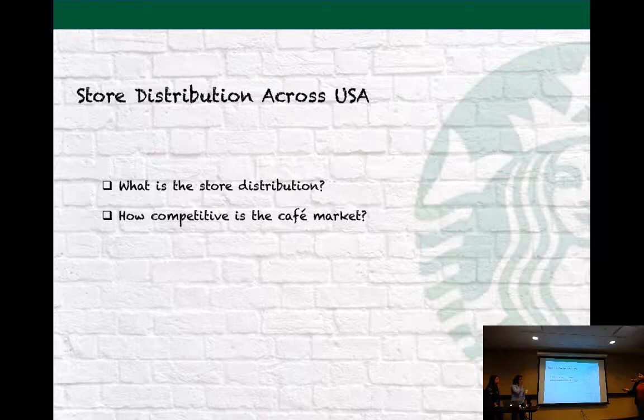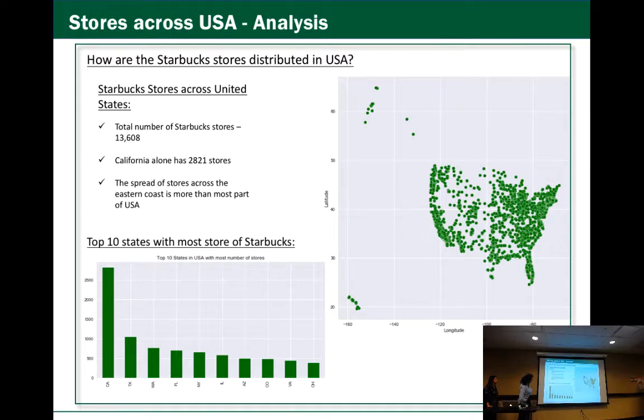So going forward, Ruchi will take over and provide more analysis on the US. Thanks, Sumana. Now we are going to talk about the store distribution across the USA: what is the store distribution and how competitive is the cafe market?